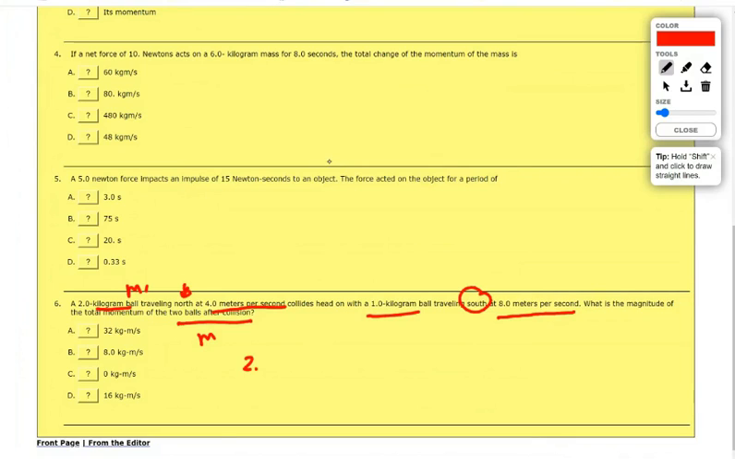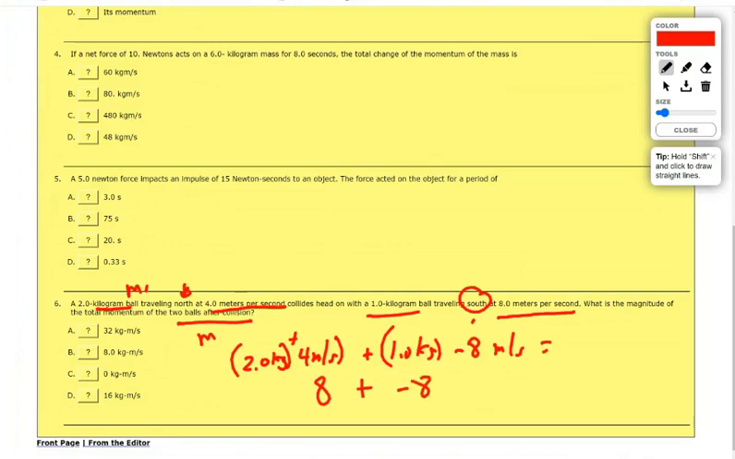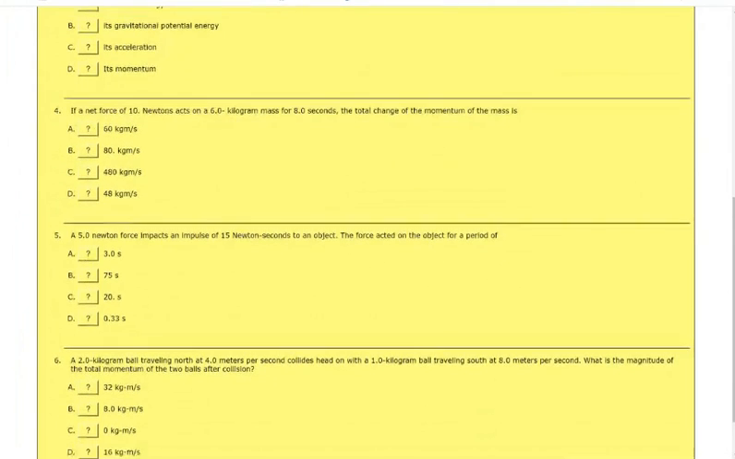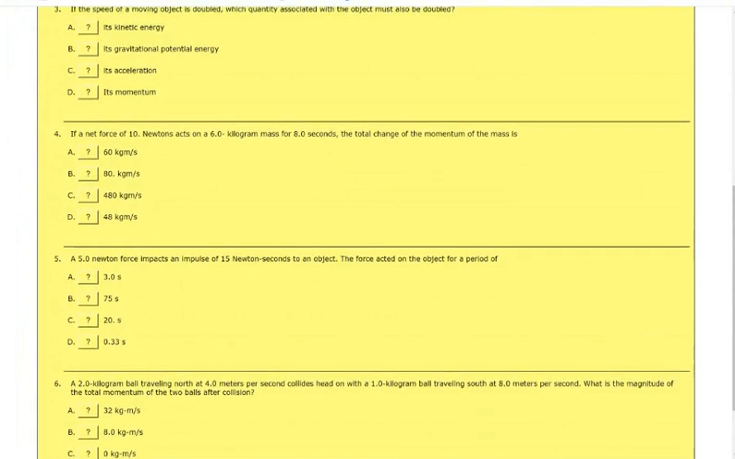So the 2.0 kg, how fast was it going? Well, that's the north one, positive 4 meters per second, plus 1 kg. How fast was it going? Well, this one's going south, so negative 8 meters per second. And that's the total before, which of course is the total after. 8 plus negative 8, the answer is just 0. So when they're going in opposite directions, you've got to make them opposite velocities. North, like in math class, is positive, and south is negative.